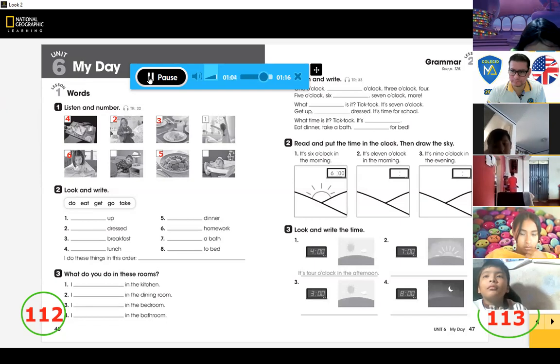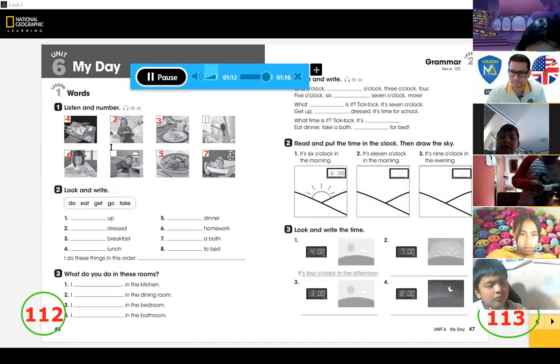7. I take a bath. Okay. Bath. Take a bath. Very good. This is number 7. The last one would be to sleep. Excellent. But in English, how do you say it? 8. Then I go to bed.